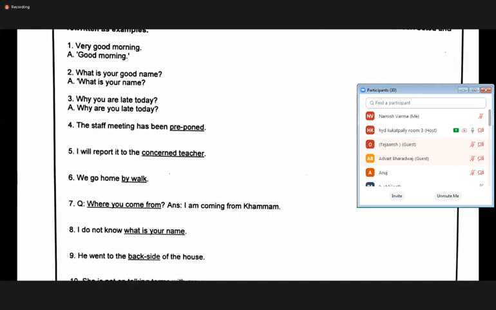Next, the fourth one. The staff meeting has been preponed. The commonly used word is postponed. But what is the opposite of postponed? It is not preponed. Preponed is wrong. The opposite of postponed is advanced. There is no word like preponed in English. So, the staff meeting has been advanced.